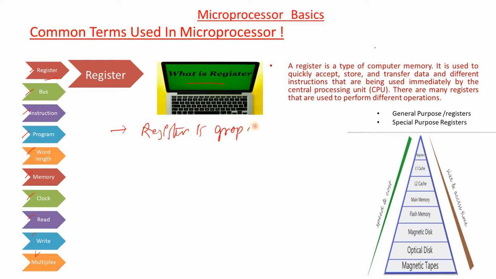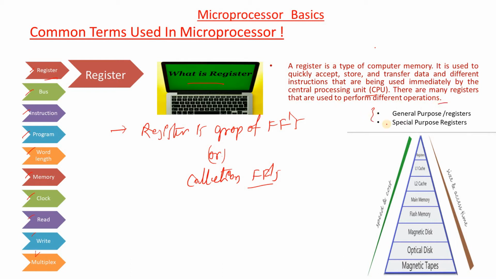group of flip-flops, or collection of flip-flops. Register is a group of flip-flops or a collection of flip-flops. So you see here, the register is a type of computer memory. It is used to accept, store, transfer data and different instructions that are being used immediately by the central processing unit, CPU. There are many registers that are used to perform different operations.